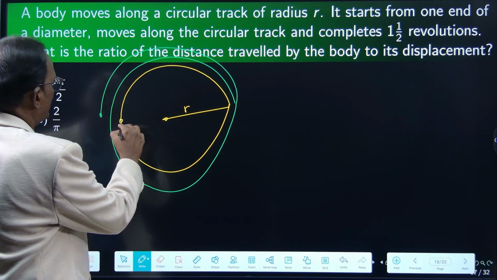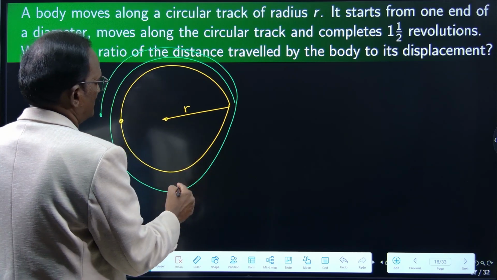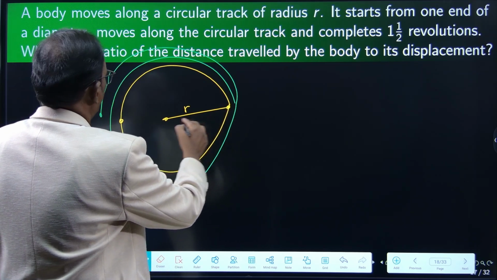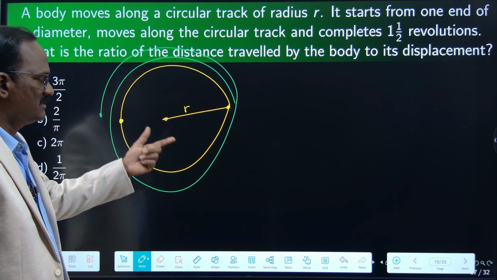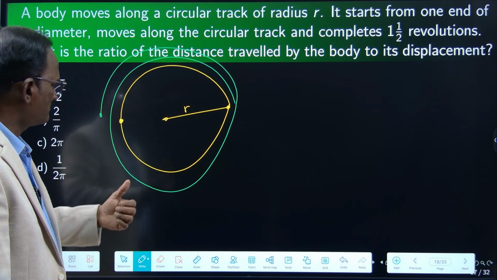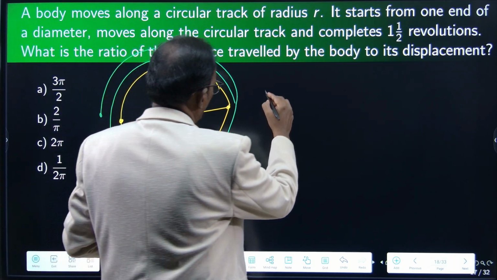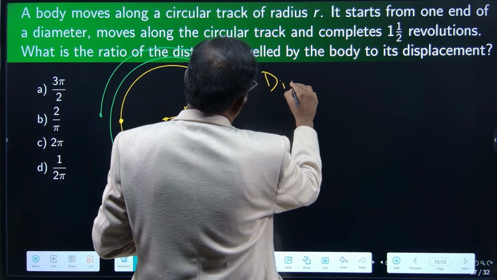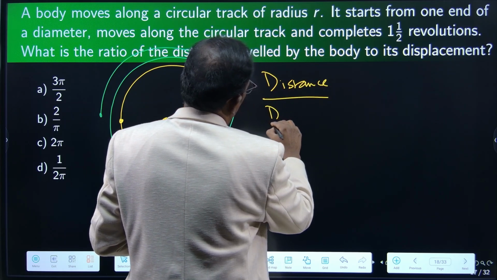Displacement means he is coming here. The body is coming here. A body is moving, right? From here it is starting, it is moving. So displacement you can easily write, like the previous problem, 2r. But the ratio of distance to displacement is asked.